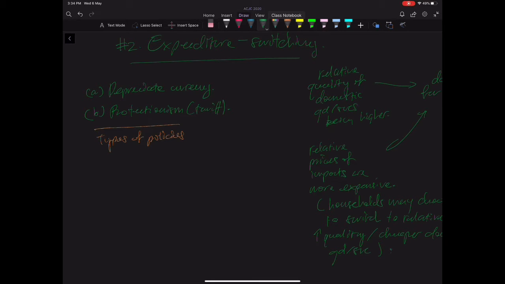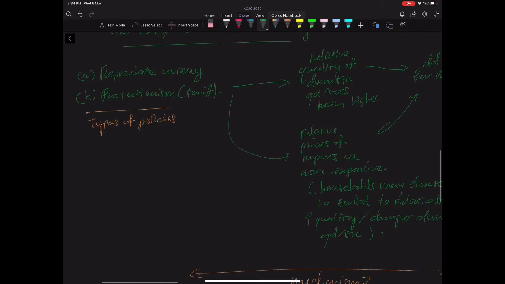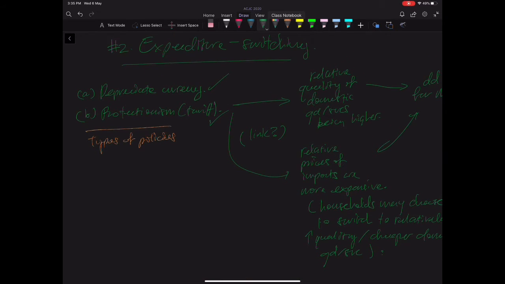Your job, I will not cover this, because I think Ms. Chen has already done quite a good job and went quite in detail, is to draw the link. What is the link between these policies? How would depreciation lead to the relative prices of imports being more or less expensive, and how would protectionism do that as well? So go back and review the lecture that Ms. Chen has given in section 2, and if you need to for exchange rates, go back and review the lectures for exchange rates as well.